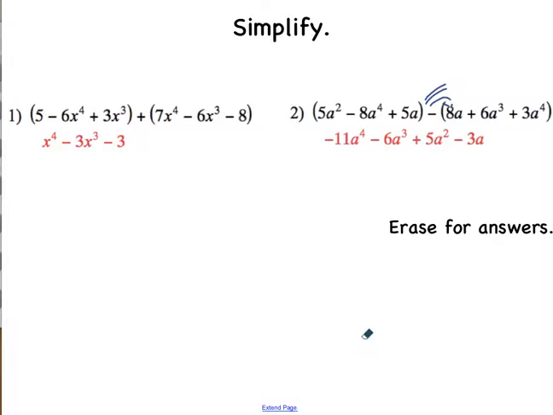And here are the answers. If you made an error, go press pause and check your work and perhaps talk to your neighbor and see if you can figure out where that happened.